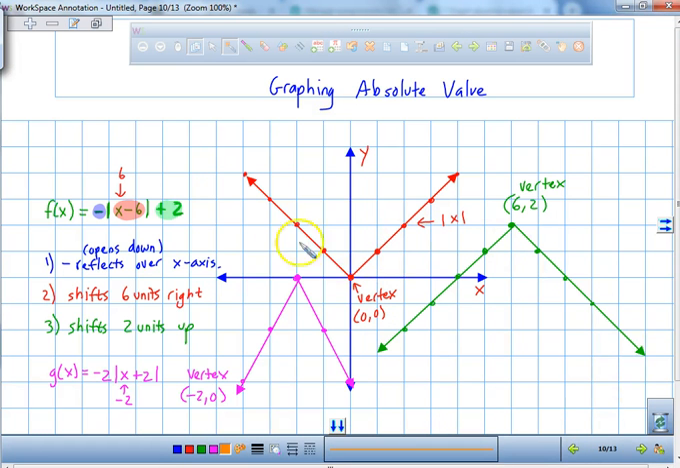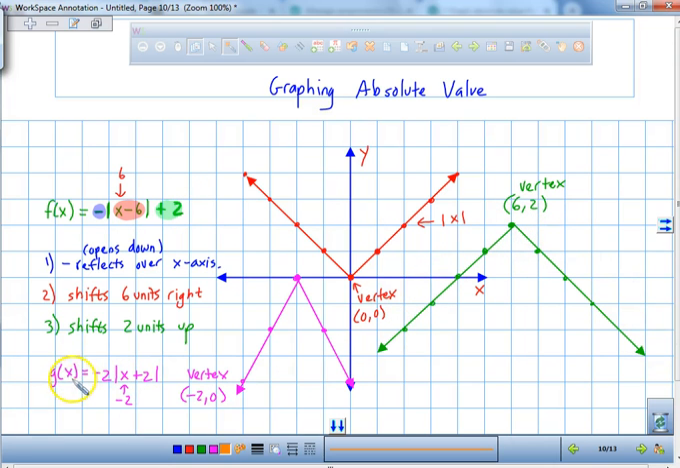So what do you always start with? You always start with y equals the absolute value of x, okay? On this one, if it says negative, you know it opens down. If it says x minus 6, it goes 6 units to the right. Plus 2 means it goes 2 units up, so that's the green function right here.